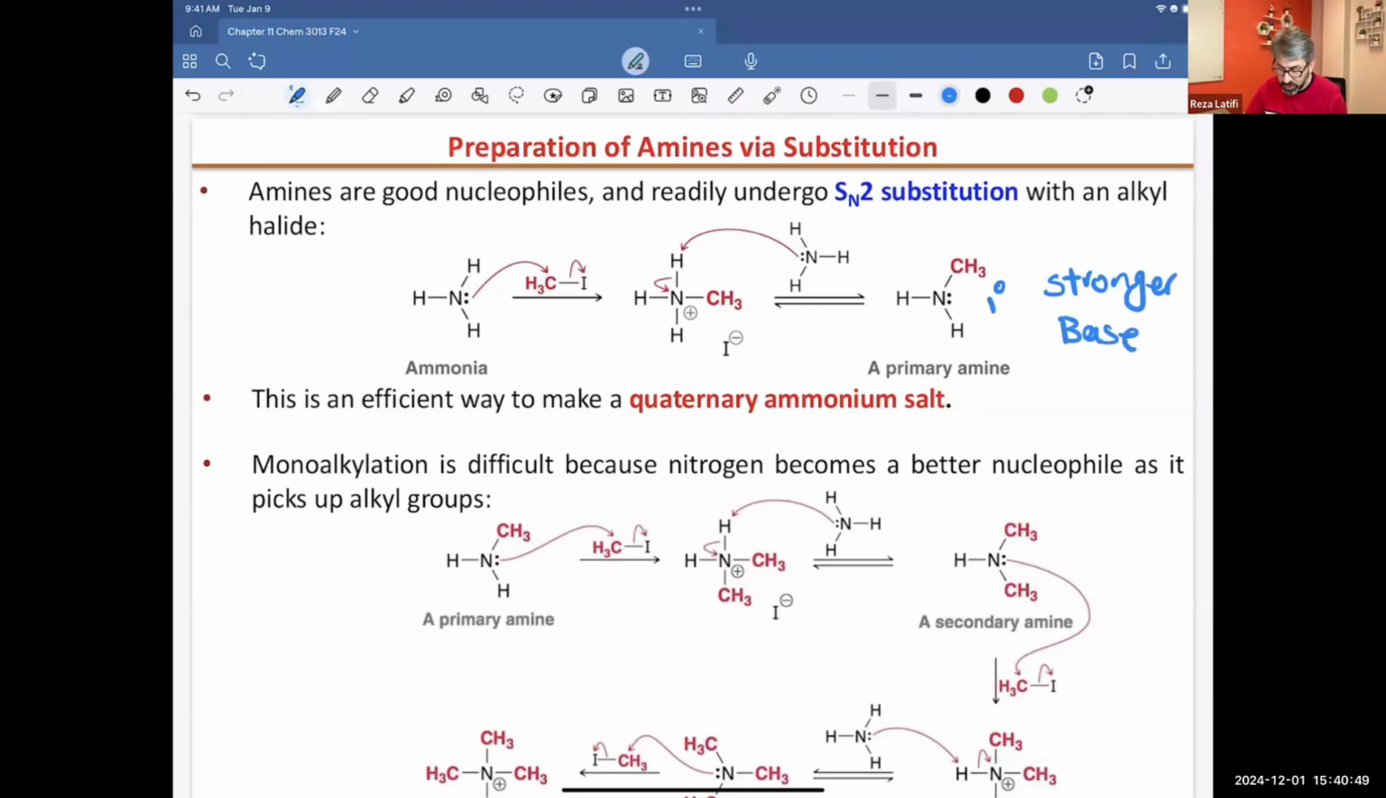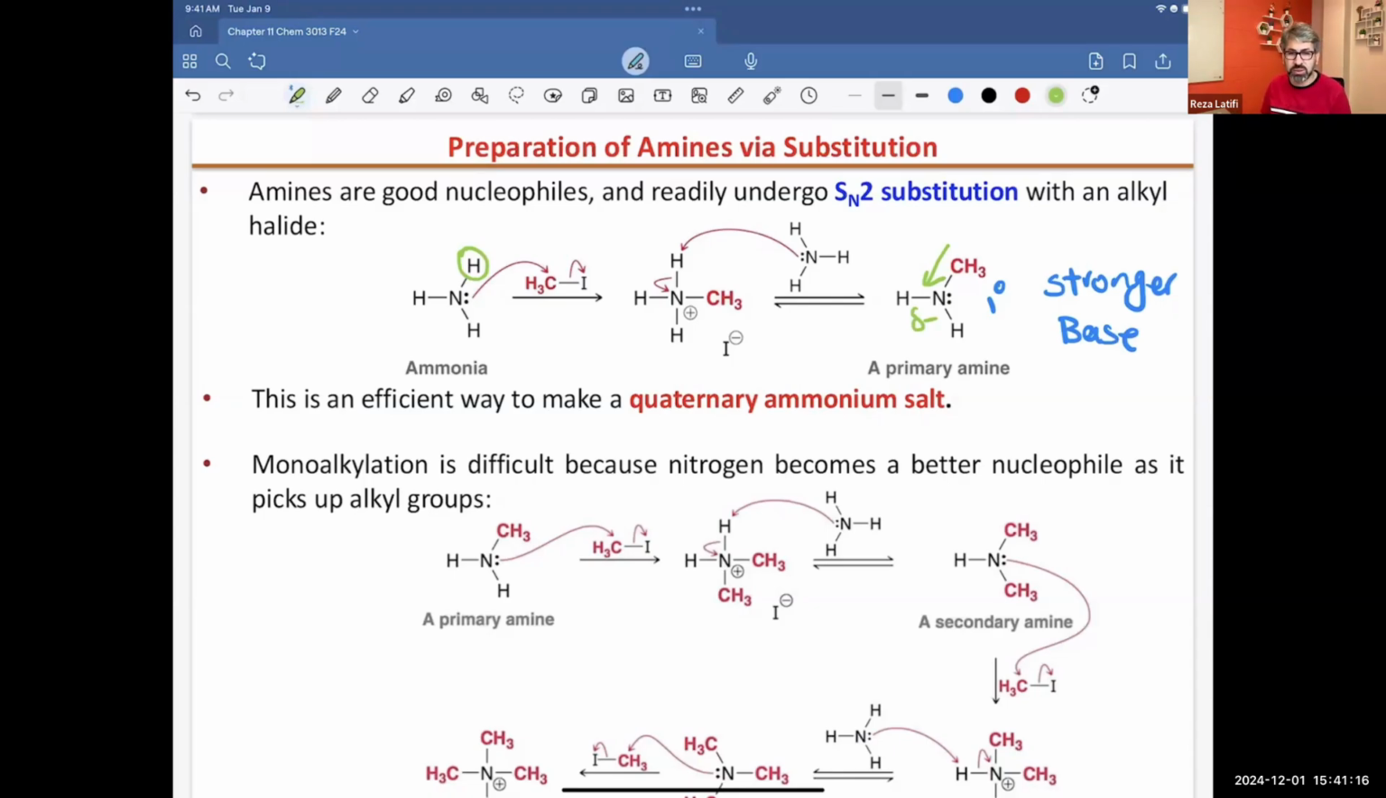Stronger base than ammonia. What's the reason behind it? The reason is that we replace hydrogen by CH3. CH3 will donate electron density to nitrogen. So nitrogen now has higher electron density, or partial negative charge, on it. That means it will be a stronger nucleophile or stronger base than the starting compound. Okay, and that means it will not stop there.